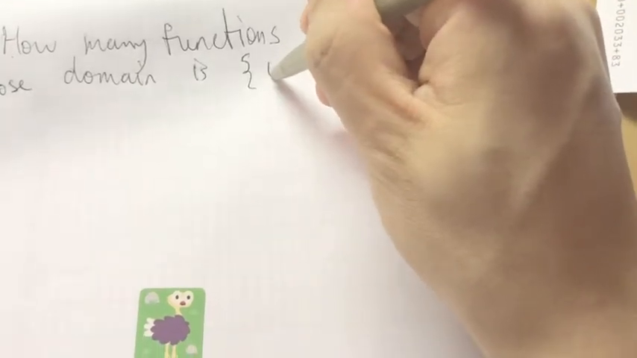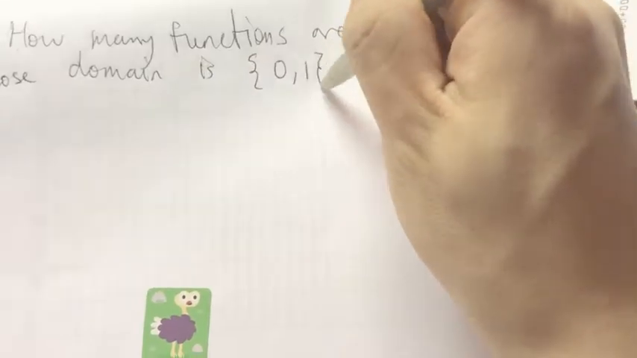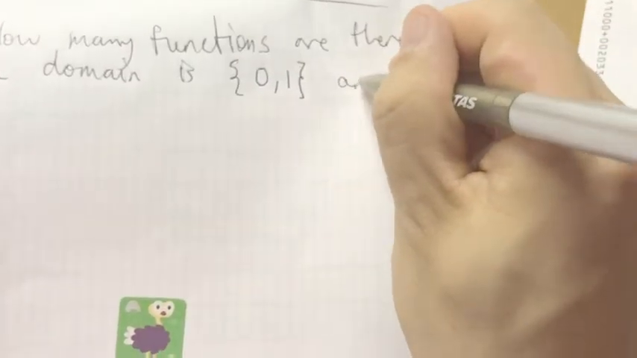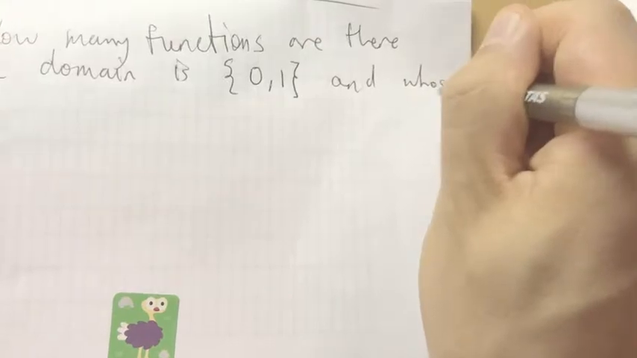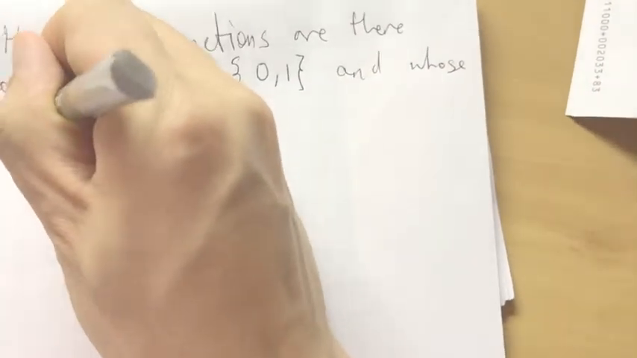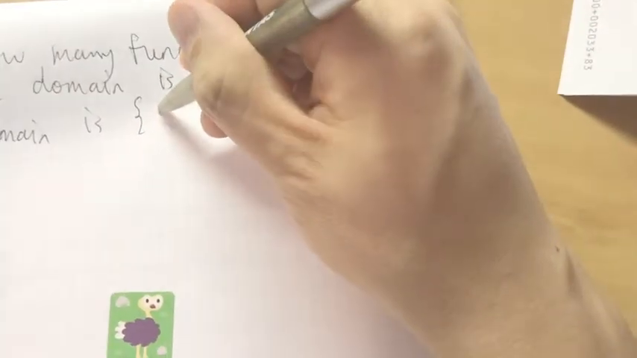How many functions are there? Well, how many functions are there whose domain is the set {0, 1} and whose codomain is the set {0, 1}?